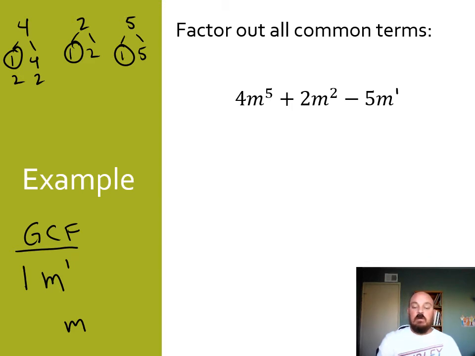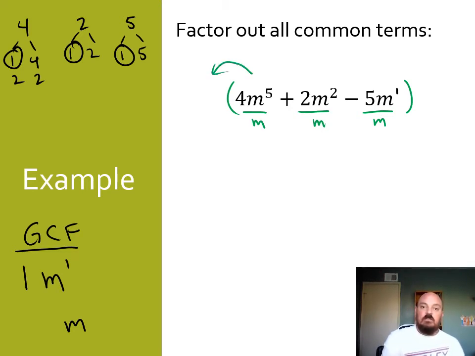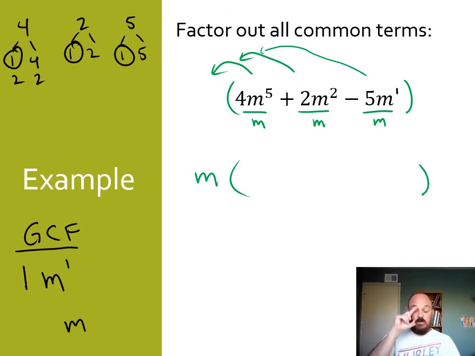Now we're going to finish the question just like the last one. Once you realize what that common factor is, you are going to divide everything by that common factor. In this case, it's an m. And remember, by doing that, we are taking that m out of the parentheses and bringing it out front. So the m comes out front, and let's see what's left over.